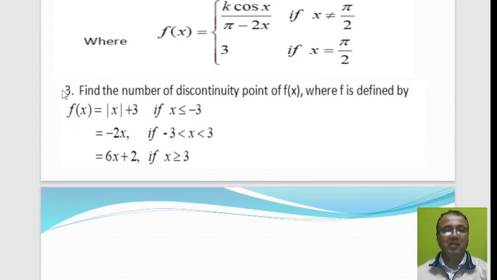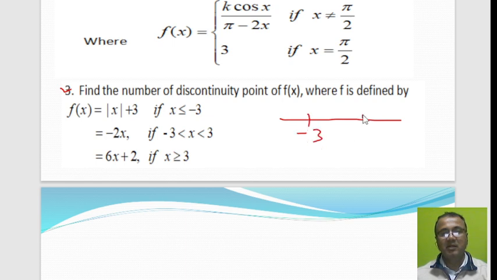And what about the next one, number 3? You have to find the point of discontinuity where the function is defined like this. Three different functions are given. Here the function varies at x equal to minus 3 and x equal to 3. The function varies at more than minus 3 and less than minus 3, and similarly for more than 3 and less than 3. So now you have to verify at x equal to minus 3 and x equal to 3 whether it is continuous or not. You can find it, I think.